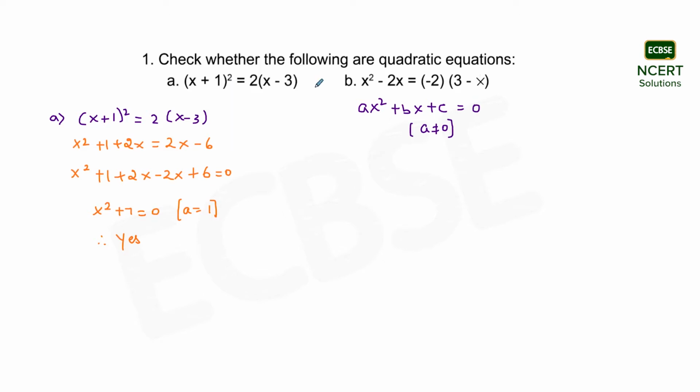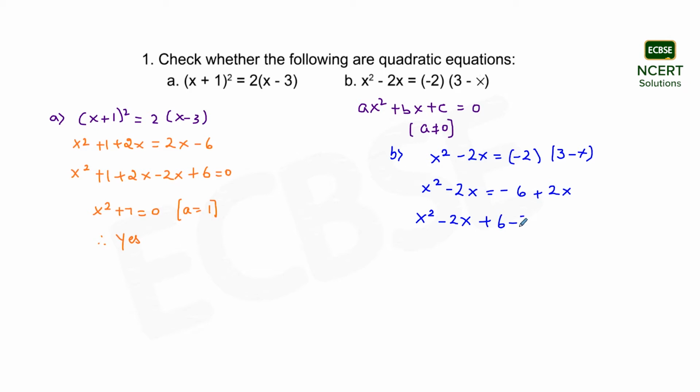Now coming to the second equation, given as x² - 2x = -2(3 - x). Again simplifying this and converting it to the standard form, I'll get x² - 2x = -6 + 2x. Now taking the right hand terms to the left hand side, I'll get x² - 2x + 6 - 2x = 0, or I can write it as x² - 4x + 6 = 0.